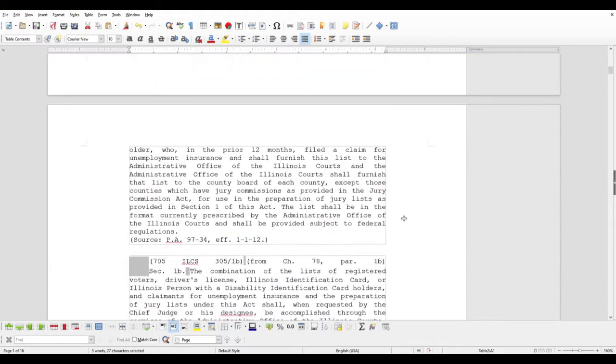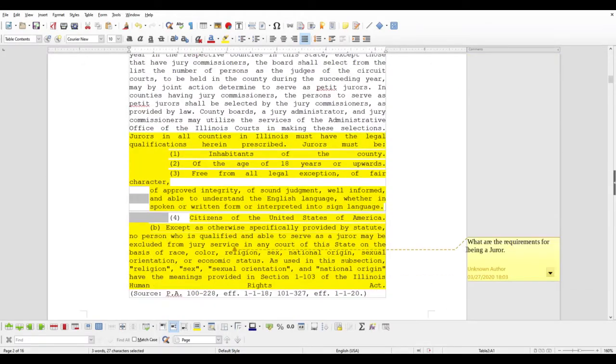Next question: what are the requirements for being a juror? So basically, you have to be 18 years of age. You have to live in the county where the case is being held. And number three is really funny and actually tricky, because they're basically saying you have to be a fair character, right? And you have to have approved integrity.